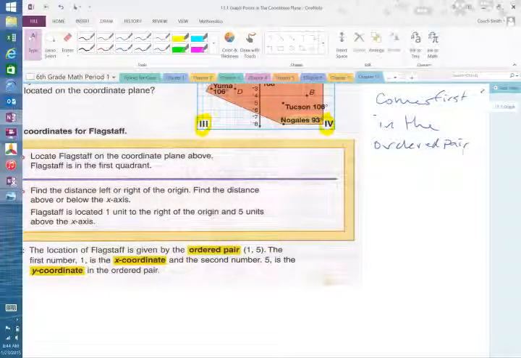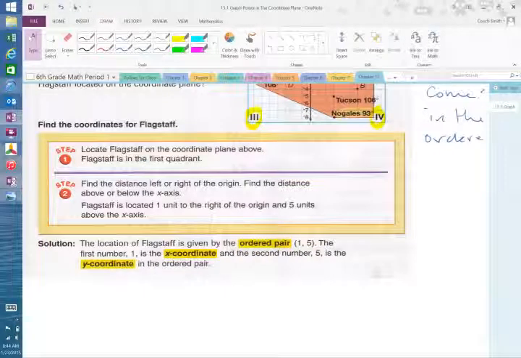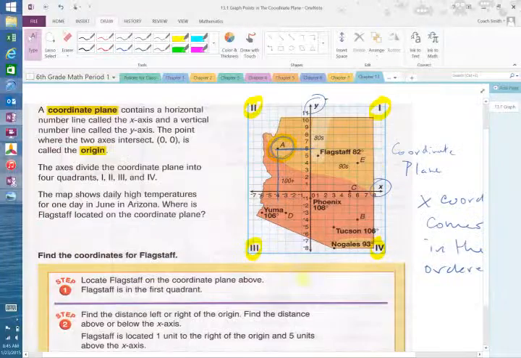Now, you will notice down here at the bottom of the page, it says the location of Flagstaff is given by the ordered pair, what we just said, 1, 5. The first number 1 is the X coordinate and the second number 5 is the Y coordinate. We're looking at point A. We're not looking at Flagstaff. Flagstaff is already done for you. Let's go back up here.